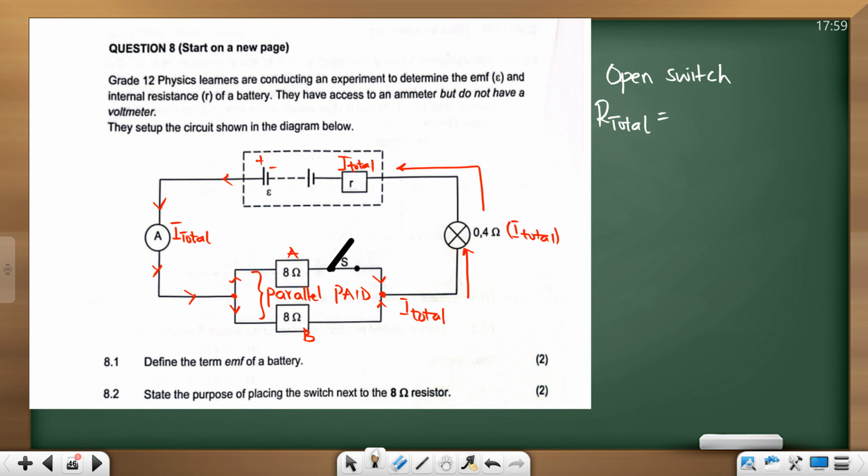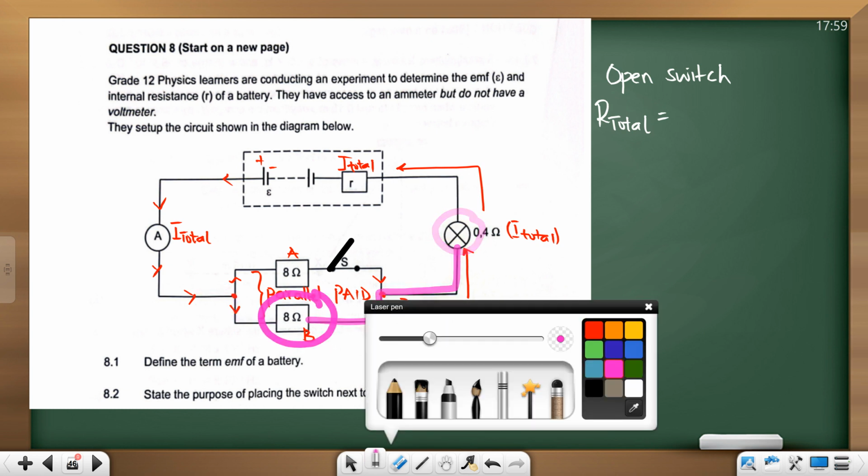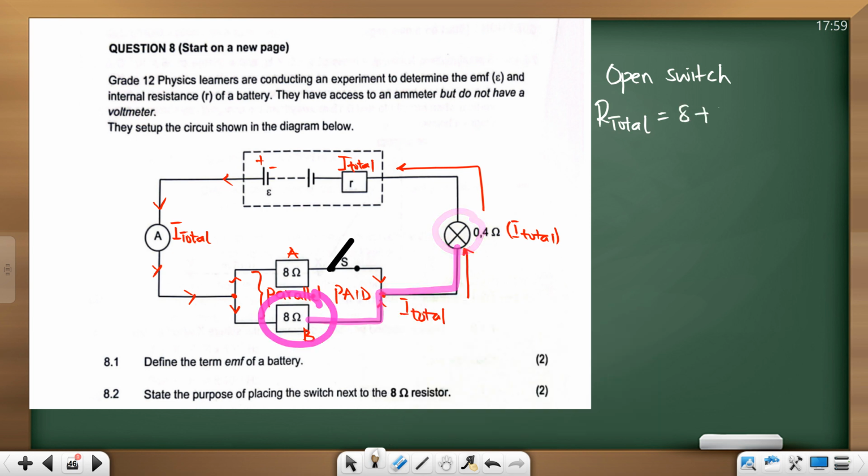Guys, there's no need to even calculate there. Because once the switch is open, this guy is no longer working. So how many resistors do we have? Current would come here and go here, right? Now, what type of current is going here? I total. It means this and this are now connected in series. So what would that value be? 8 plus 0.4, which is 8.4 ohms. All right.